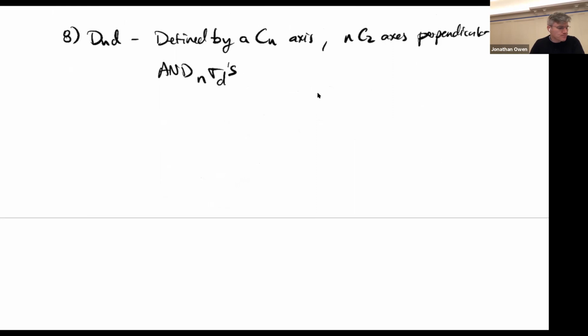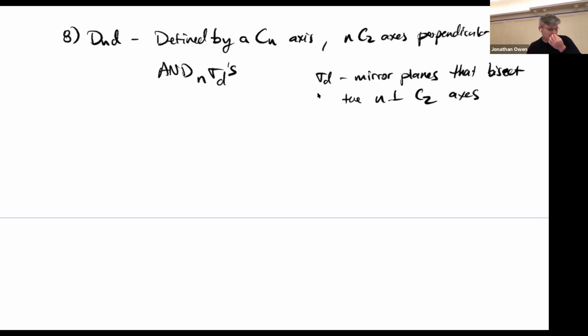What's a sigma d? Sigma d's are mirror planes that bisect the n perpendicular C2 axes. So let's draw it out so you can see it here. And I'm going to do, as my example, D2d, the famous D2d.